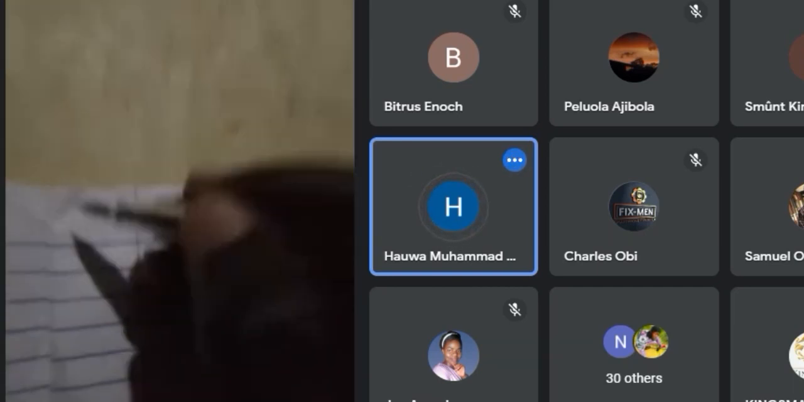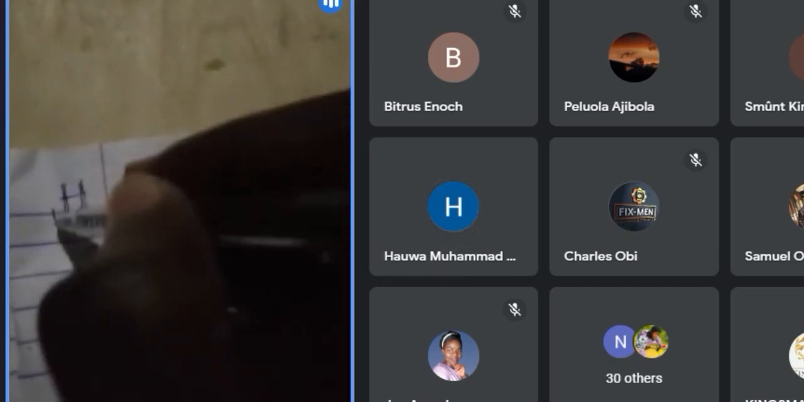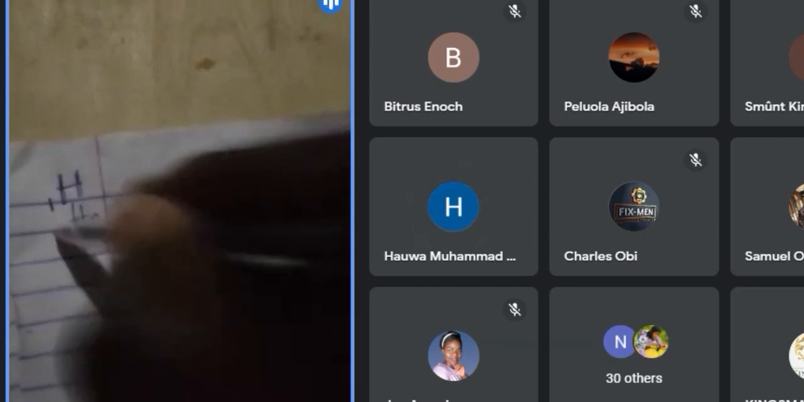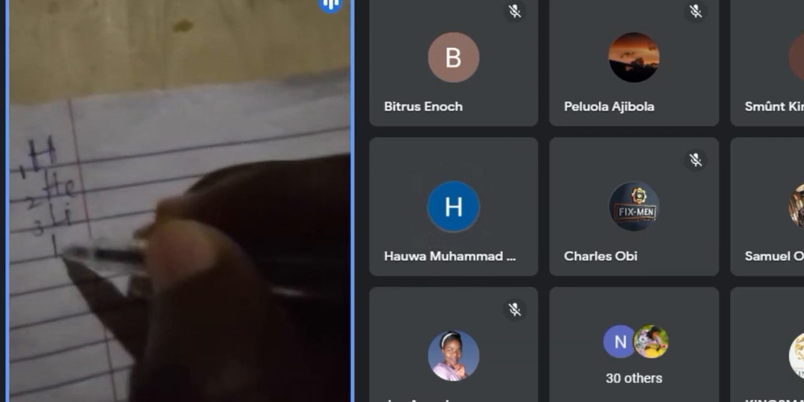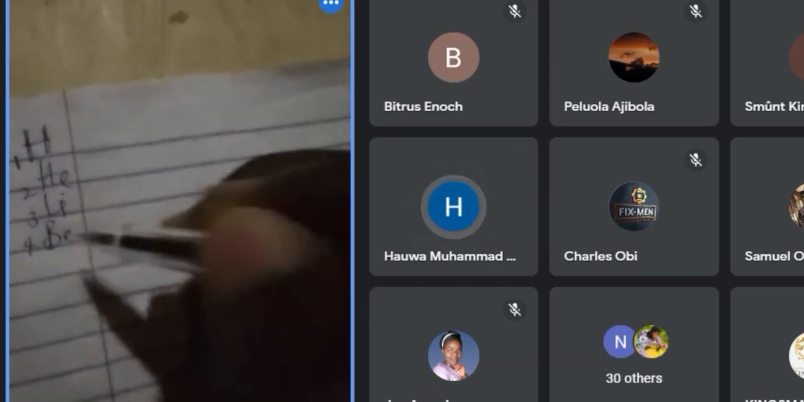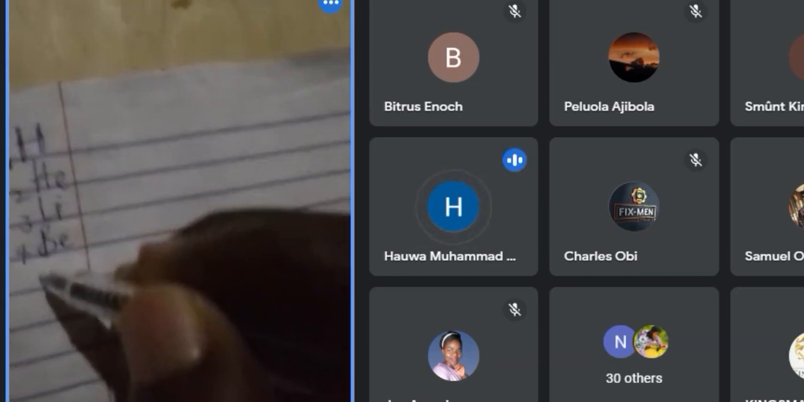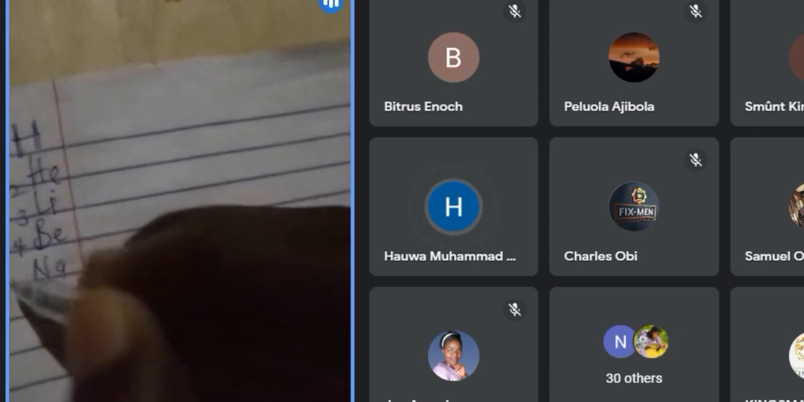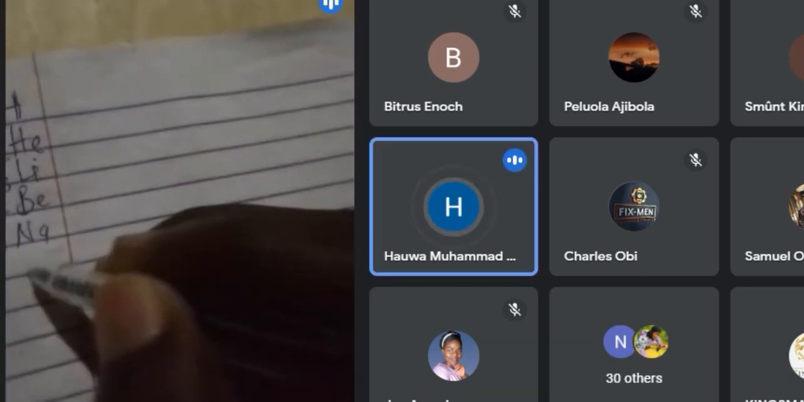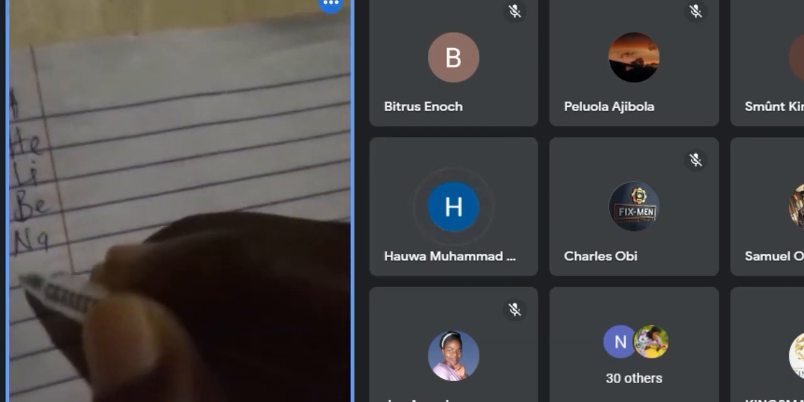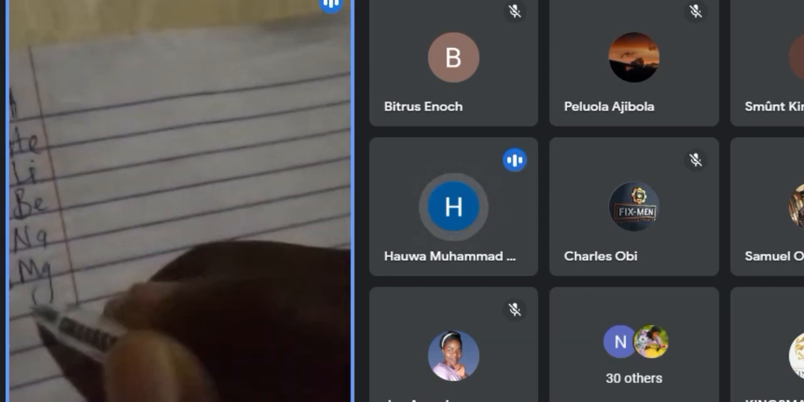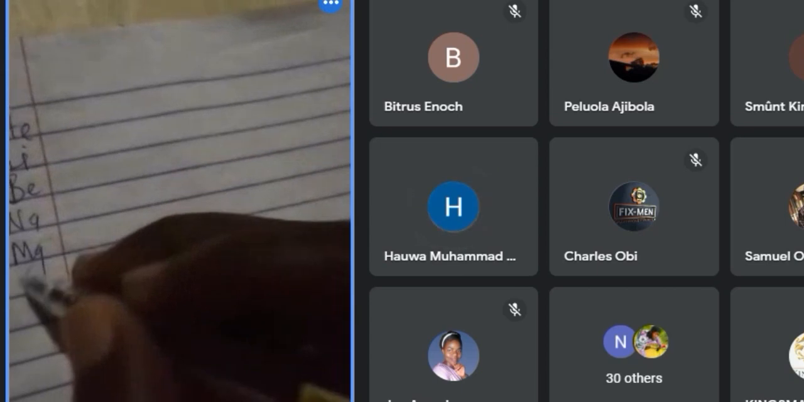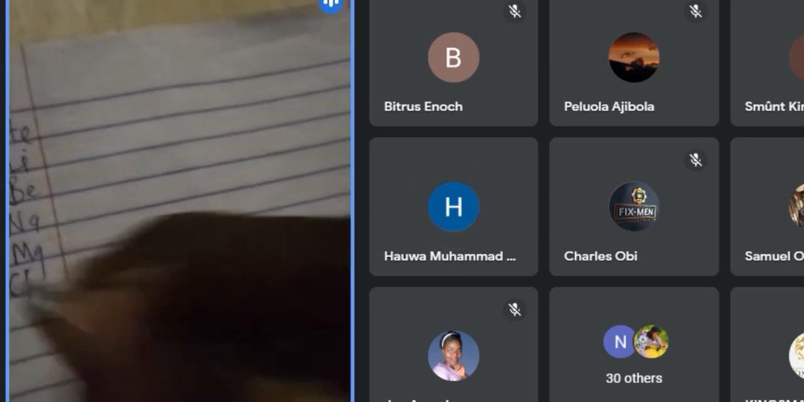This is the first element in the periodic table with atomic number of 1. The second one is helium with atomic number of 2. Next one is lithium with atomic number of 3. Next one is beryllium, atomic number of 4. I'm going to jump to sodium with atomic number of 11, jumping to magnesium with atomic number of 12. Okay, I'm not jumping. Going to chlorine with atomic number of 17.